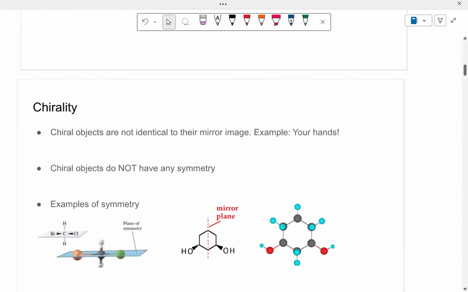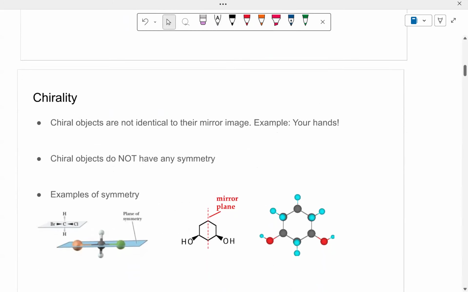Now, this whole chapter is based off of this concept of chirality. Chiral objects do not have any symmetry. And chiral objects are not identical to their mirror image.